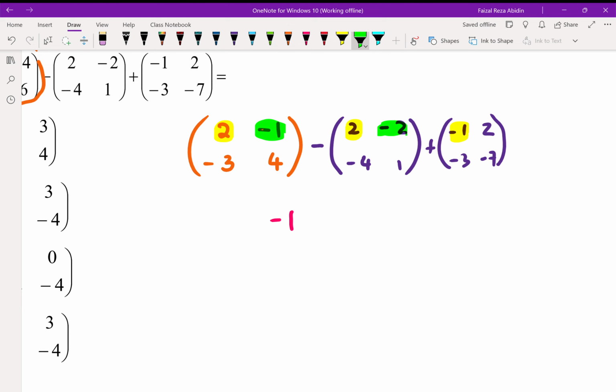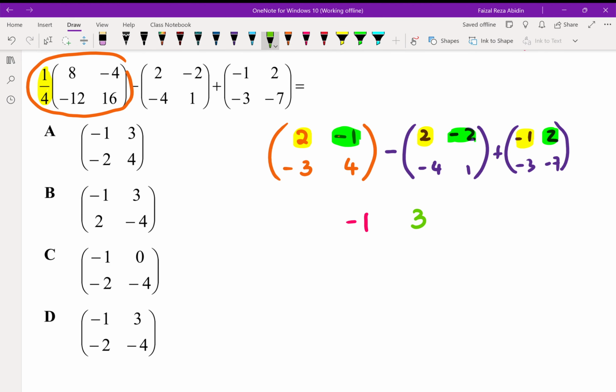Negative 3. So confident, huh? Negative 1 minus with negative 2. Minus is going to be 2. So negative 1 plus 2, isn't it? You're going to get 1. 1 plus 2, 2 here. So you're going to get 3. So which one is 3, 3, 3? We got only A, B, and D here. 3, 3, 3. Okay, next.